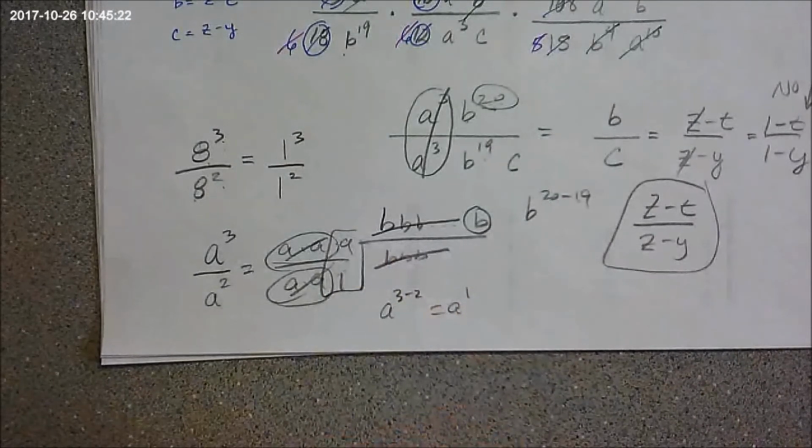So even if they don't have the same exponent, you can still reduce them? Correct. Oh, okay.